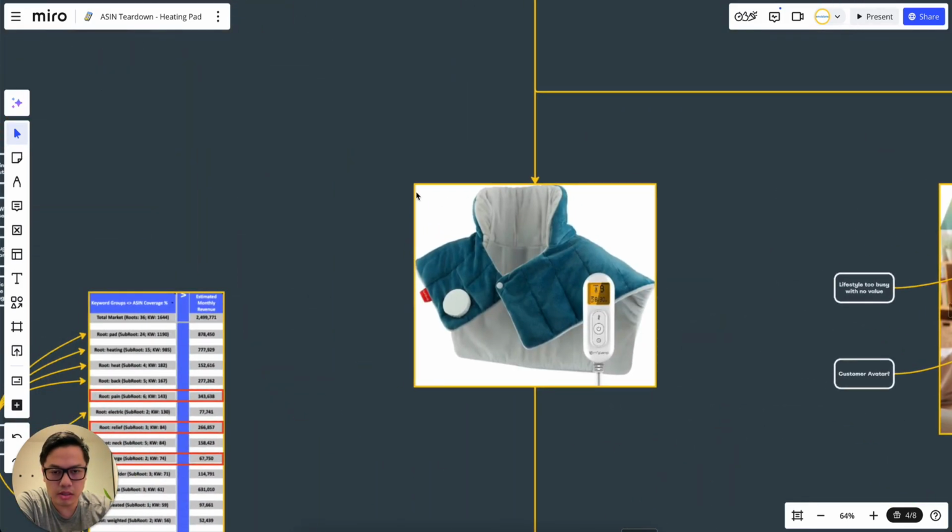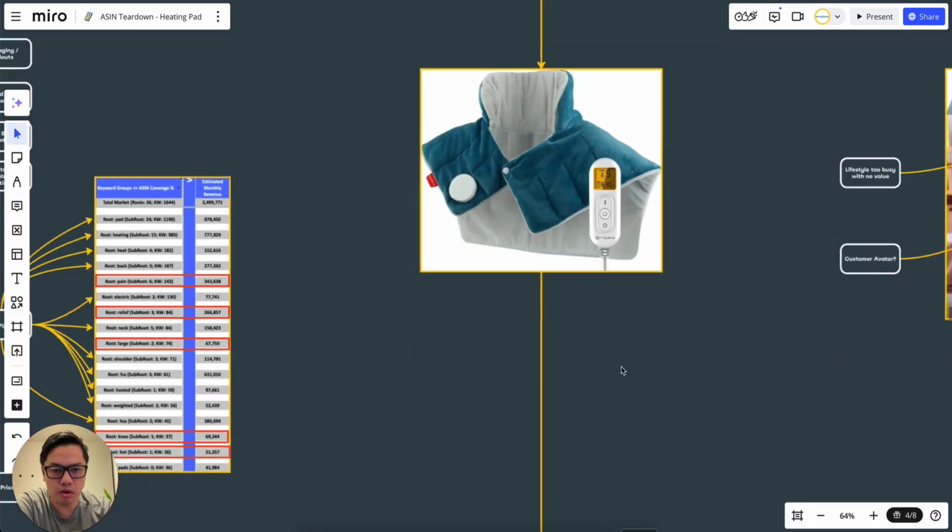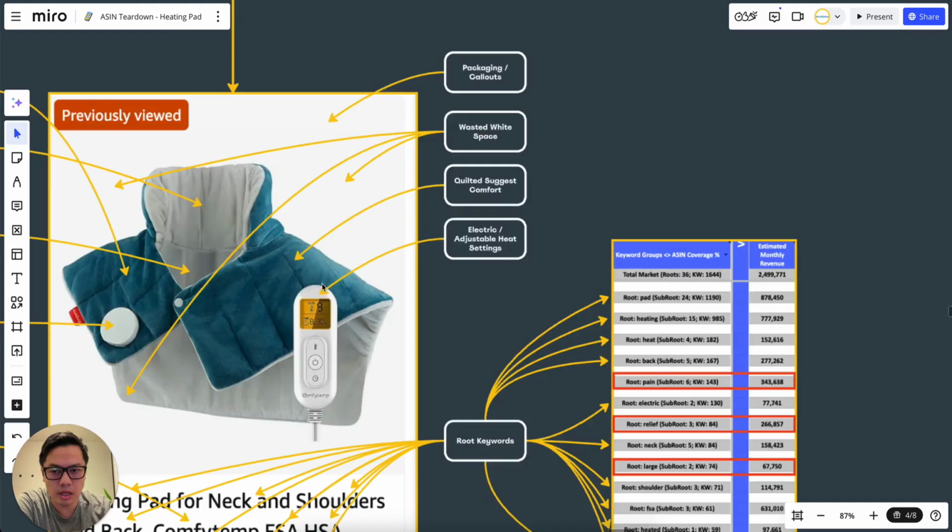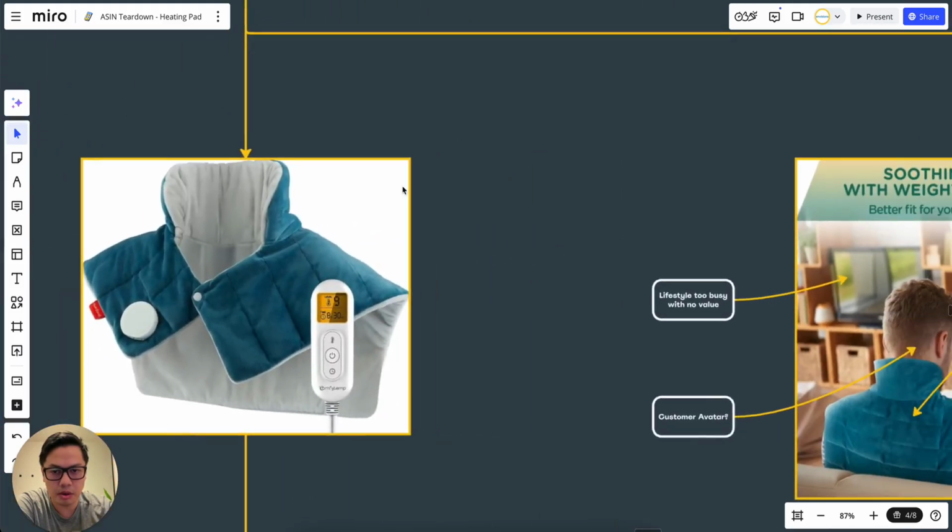You can also tell the image itself is not vertical, so it's not optimized for mobile. We know there's a ton of wasted space in all these areas, and this is probably part of it.